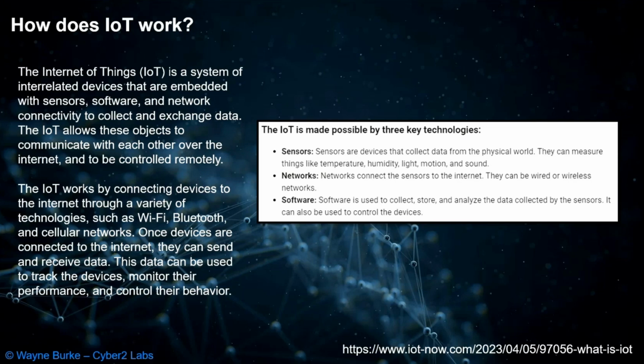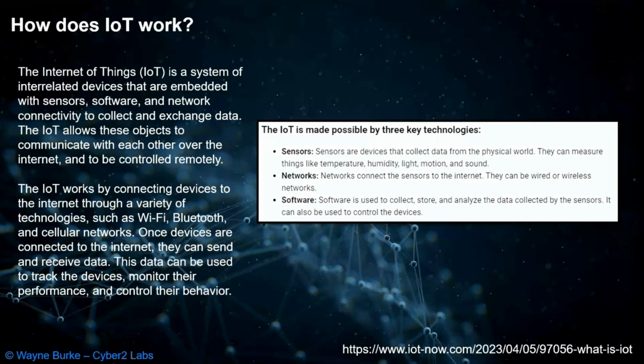Well, remember, it's an ecosystem of interrelated devices that are further embedded with all sorts of different types of technologies, sensors, software, network connectivity, and that's all so that they collaborate and exchange data. Now these devices are effectively small objects that communicate with each other over the internet. And they can also further be controlled remotely through the cloud. It works by connecting all these different types of devices through a variety of technologies such as Wi-Fi.